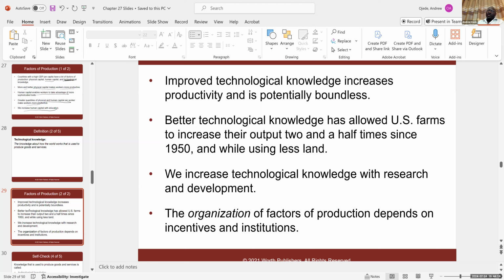So improved technological knowledge increases productivity. It makes workers more productive. Okay? Workers that are using AI, artificial intelligence, or better computers tend to be more productive than companies that are not using what? Artificial intelligence or better machines, better technology. So better technological knowledge allowed United States farms to increase output 2.5 times since the 1950s while using less land. So farmers in America have become more productive on their land than we saw in the 1950s because of better farm-level technology. We increase technological knowledge with research and development. I talk about that, research and development, R&D. And then the organization of factors of production depends on incentives and institutions of government.